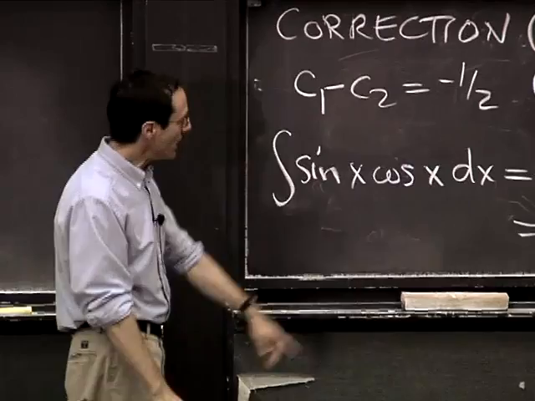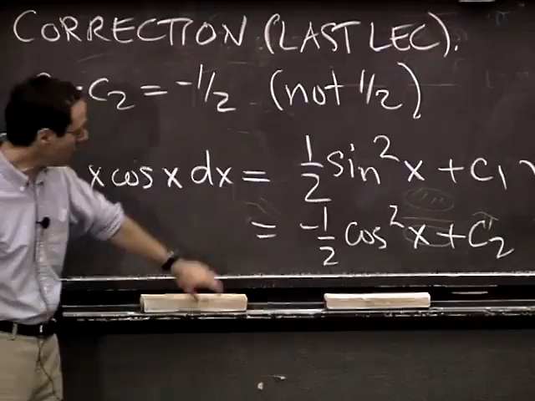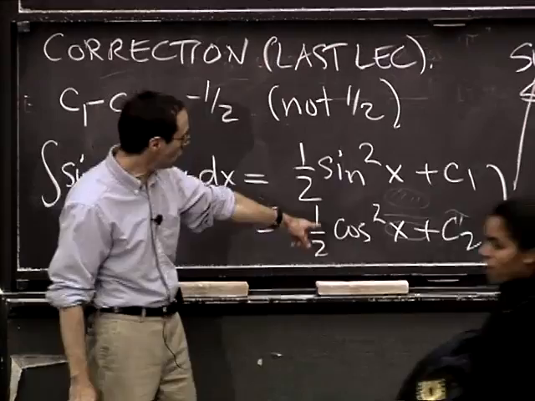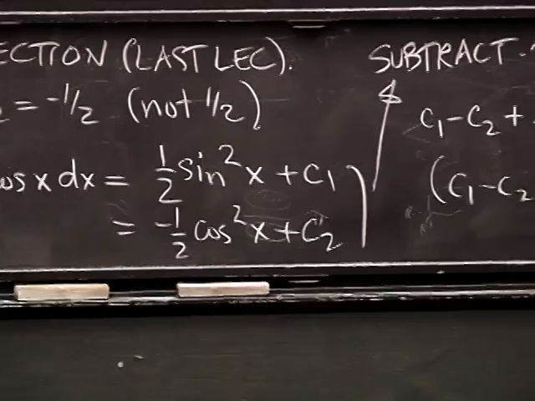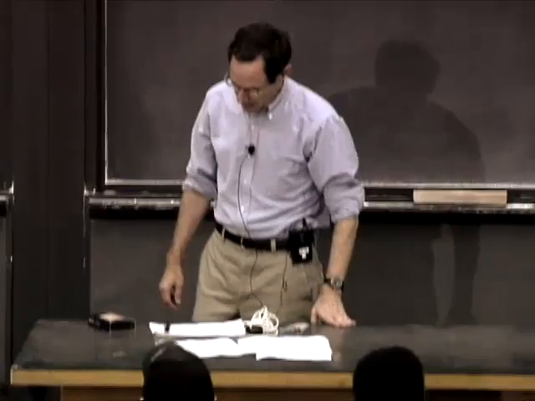If you go through the calculation that we did with the antiderivative of sine x cosine x, we get these two possible answers. And if they're to be equal, then if we just subtract them, you get C1 minus C2 plus a half is equal to 0, so C1 minus C2 is equal to a half. All right, so those were all of the corrections. Again, everything here will be on the web, but I just wanted to make it all clear to you.